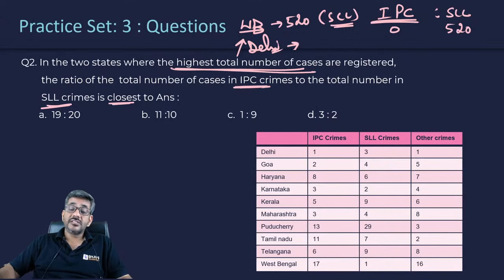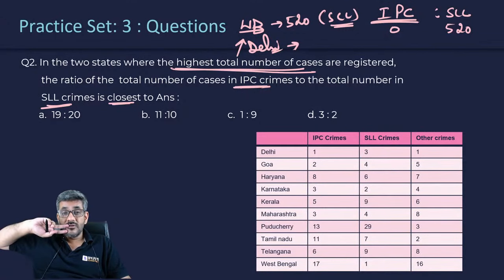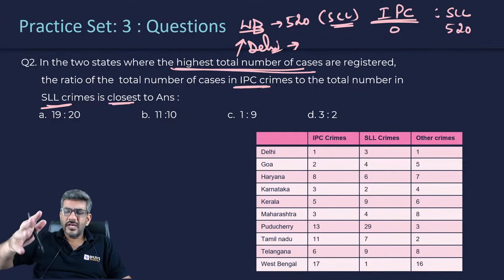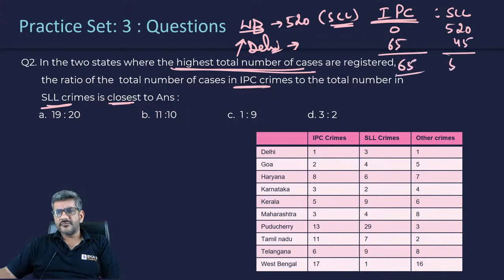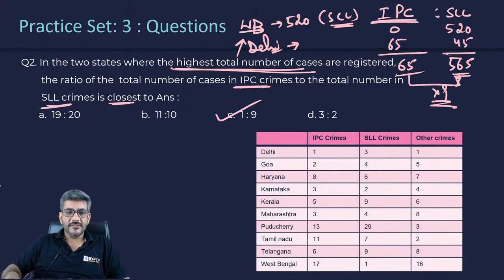Now don't think that instead of 45 I should take 46, so what if I take 44? It would not change the answer because it is anyway asking which one is closest to. Okay, so what was IPC? I forgot, or maybe it was 65, and this is 45. So this total is 65, this total is 565, and I think this is approximately 9 times of that. So therefore my answer should be option C, 1:9.